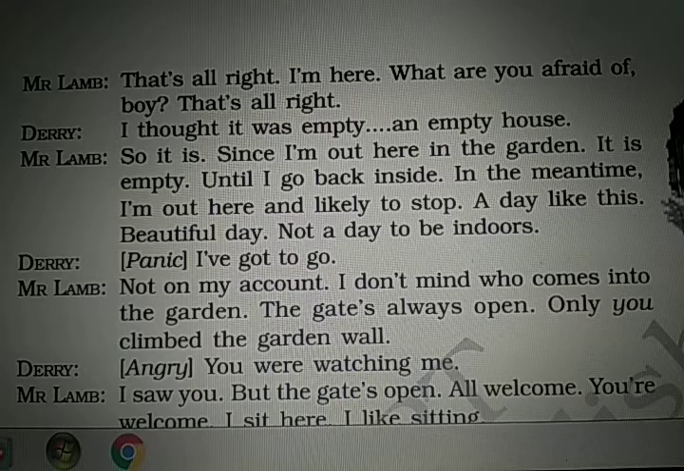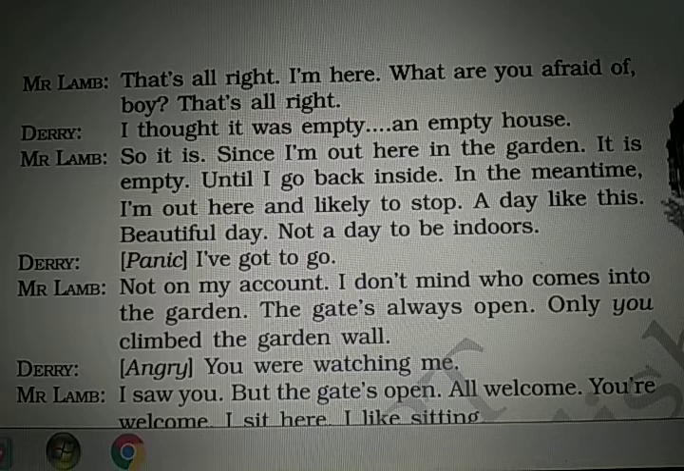So because the boy is afraid, Mr. Lamb, an old man, tries to change the topic. And he says, who would like to sit inside the house when there is such a beautiful day outside? It's a beautiful day. I'm out here and I would like to stop here for some time. It's not a day to stay indoors. Derry panics: "I have got to go." Now Derry was more afraid. He was panicky. He says, I would like to leave now. I would like to go from here.